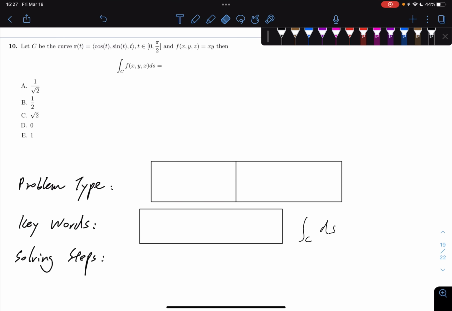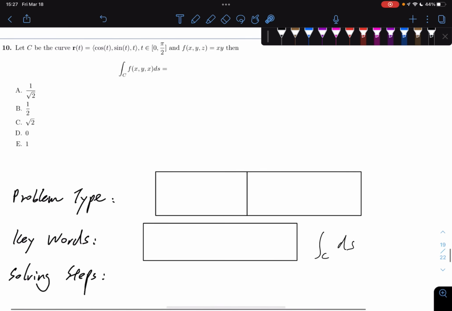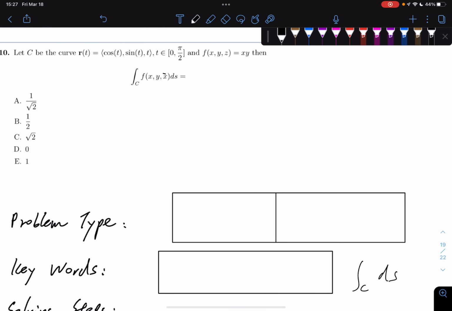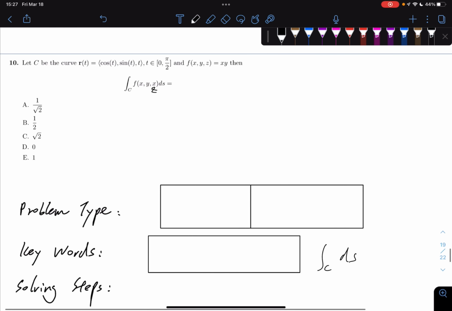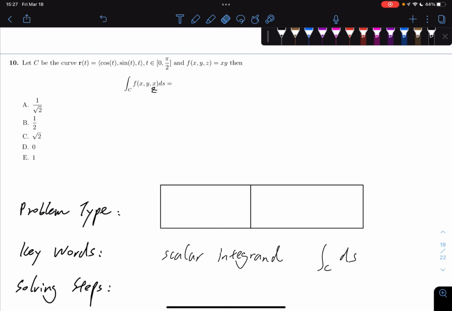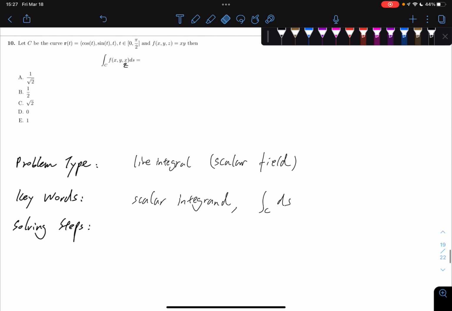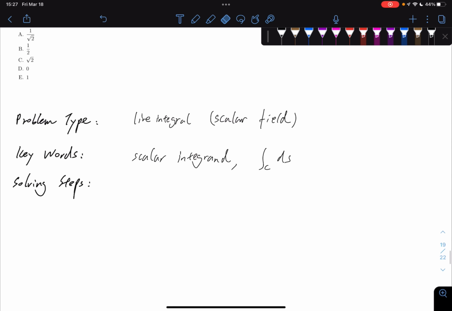In this case, we have f of x, y, z. Okay, this is a typo right here. So f is obviously a scalar. So this is a line integral in a scalar field. So let's go ahead and solve it, shall we?